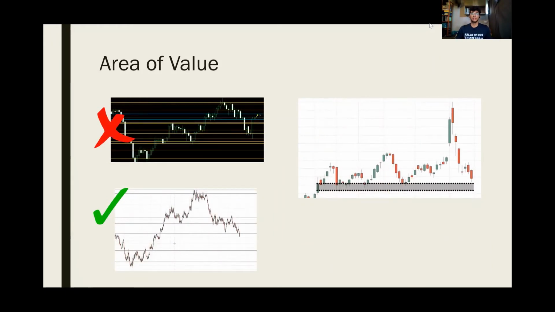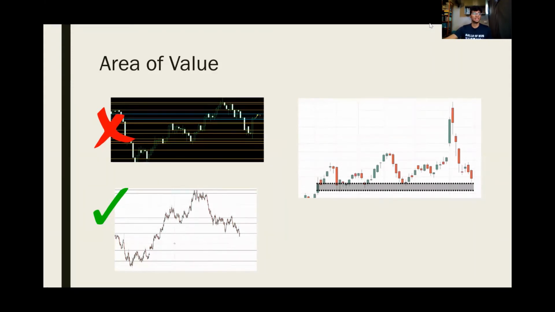So what is the area of value? It refers to areas where there could be potential buying or selling pressure. So perhaps you've heard of the term support and resistance, which is one of the most useful things to look at when you're trying to determine the area of value.